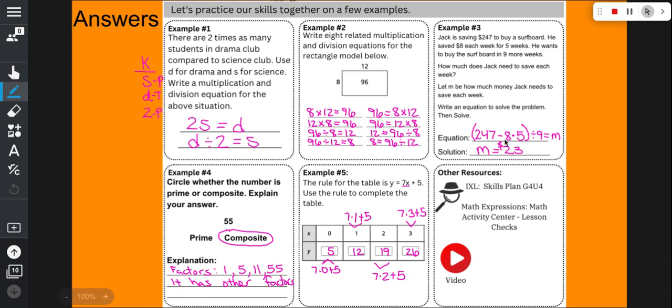So we first needed to do the 8 times 5 to get 40, but we had to subtract that away from the 247, so that had to be written first, minus the 40, and we get an answer of 207. We divide that by 9 to equal M, and then we find out that M is $23 per week needed.